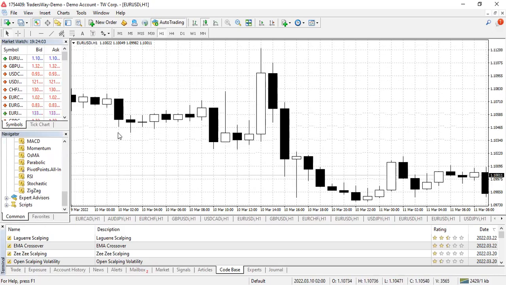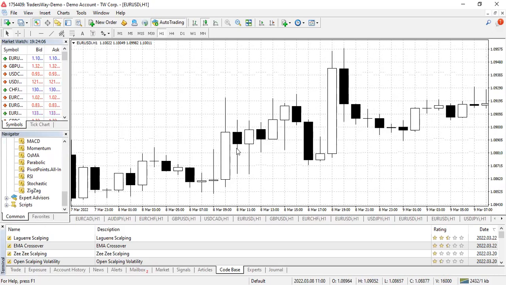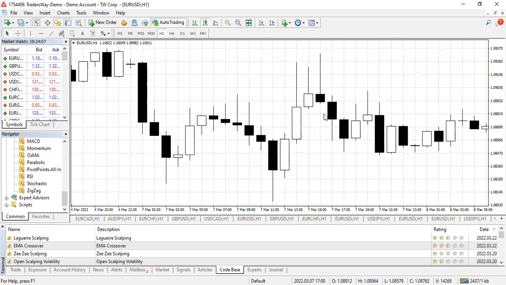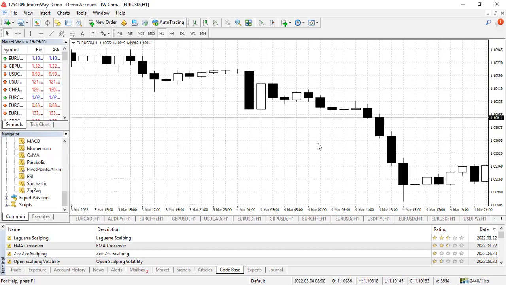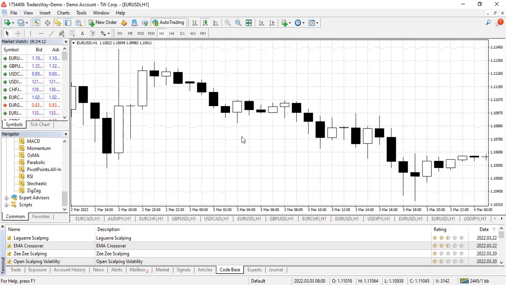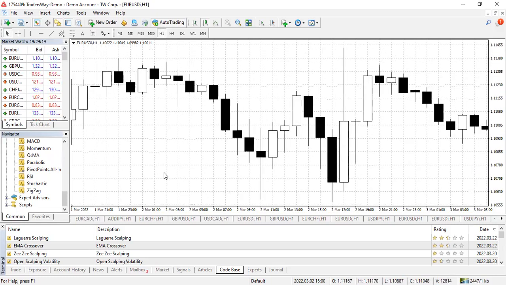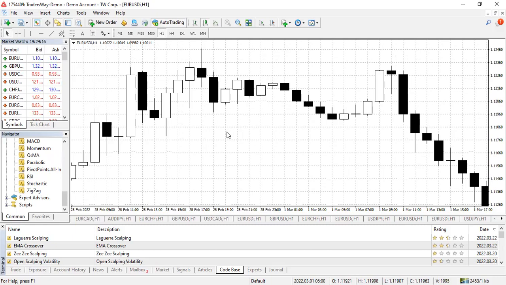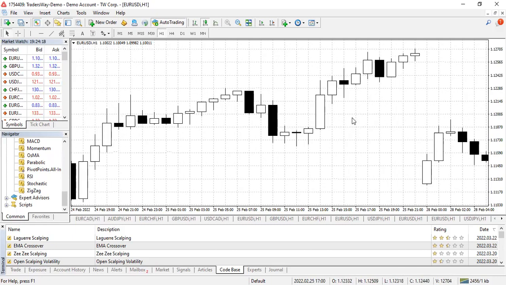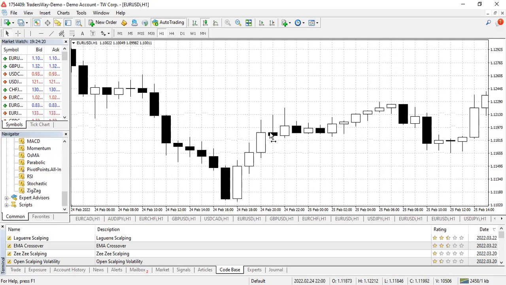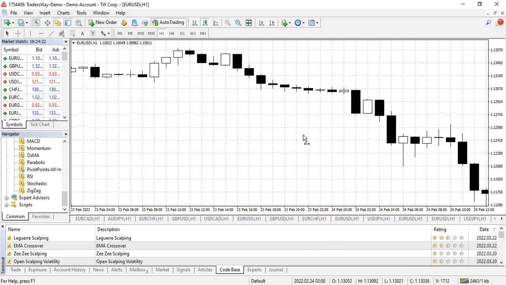So doji doesn't have any body. It doesn't have any body like this. It opens and closes at the same spots. So let us see if you can find any doji. It doesn't have a body.